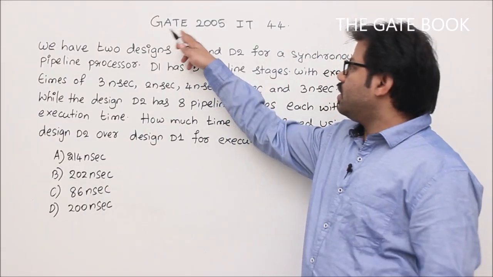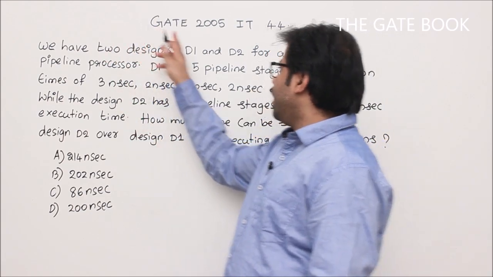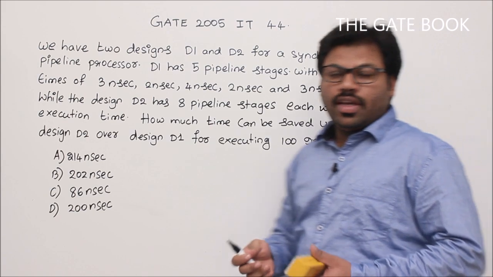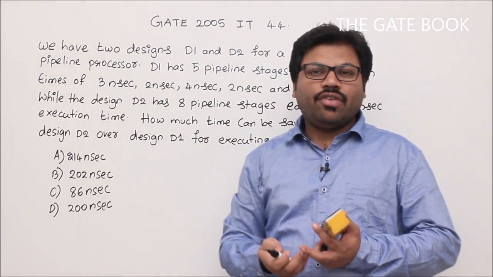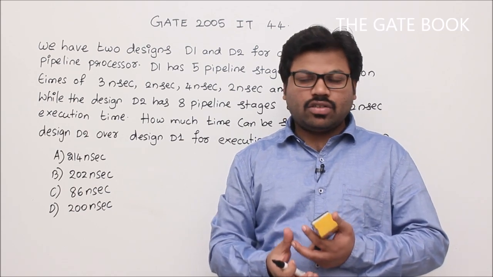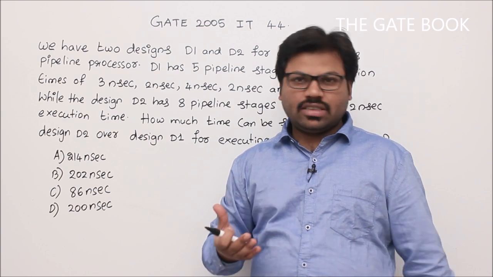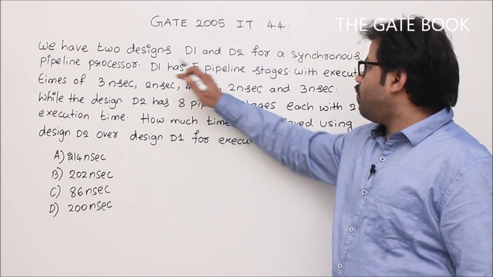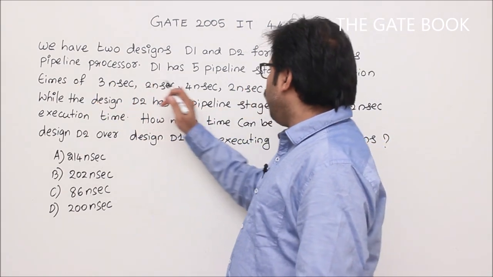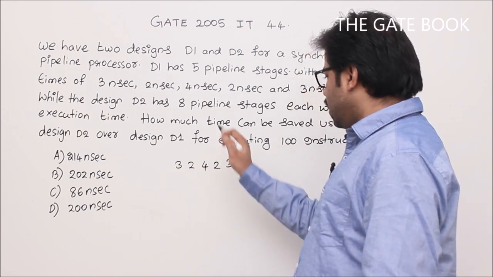See this example which is asked in GATE 2005 paper IT 44th question. We have two designs D1 and D2 for a synchronous pipeline processor. Already I told you, in a synchronous pipeline processor we have to have equal delays for the stages. So if you have uneven delays, then we have to set the clock to maximum stage delay, right? So D1 has 5 pipeline stages with execution times of 3 nanosecond, 2, 4, 2, 3. These are the stage delays.